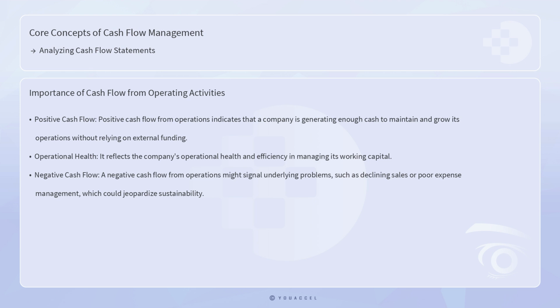Positive cash flow from operations indicates that a company is generating enough cash to maintain and grow its operations without relying on external funding. It reflects the company's operational health and efficiency in managing its working capital. On the other hand, a negative cash flow from operations might signal underlying problems, such as declining sales or poor expense management, which could jeopardize the company's sustainability.